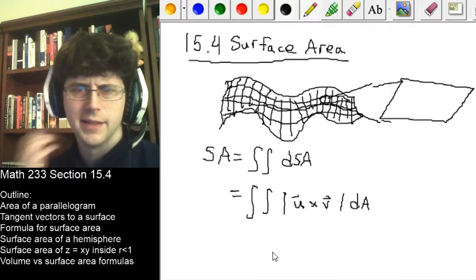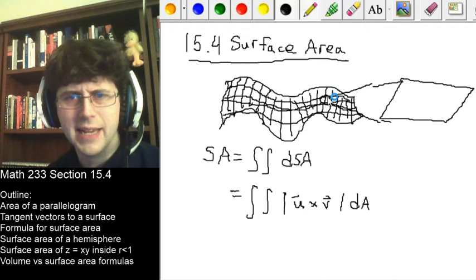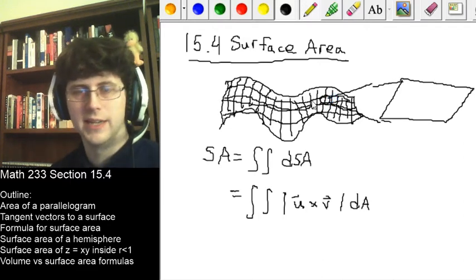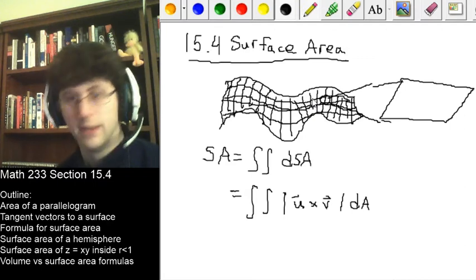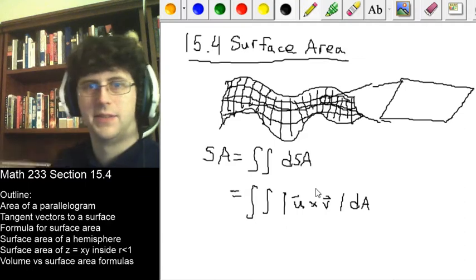So that's going to be the plan to get the formula to work. We're going to find two vectors that make up the little tiny parallelograms on the surface, cross them, find the magnitude, and then integrate it to add up all the little parallelograms. Okay, so what vectors actually make up the surface of a surface?